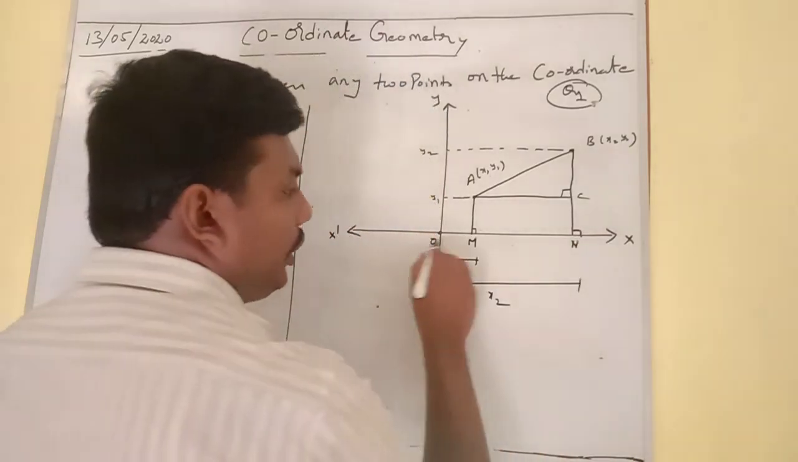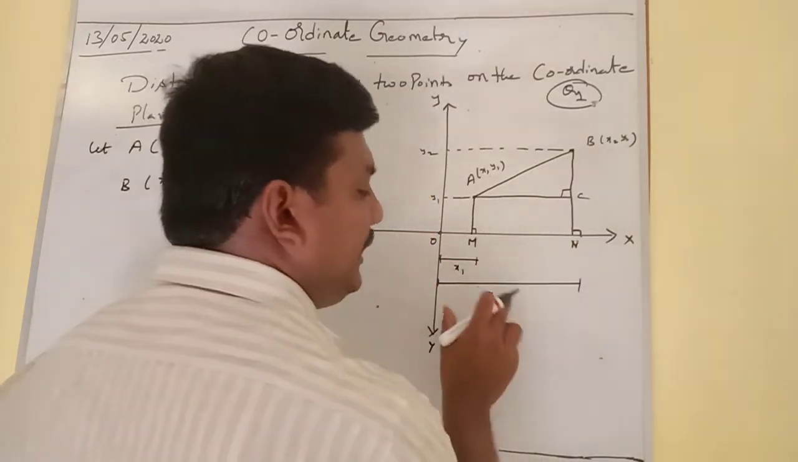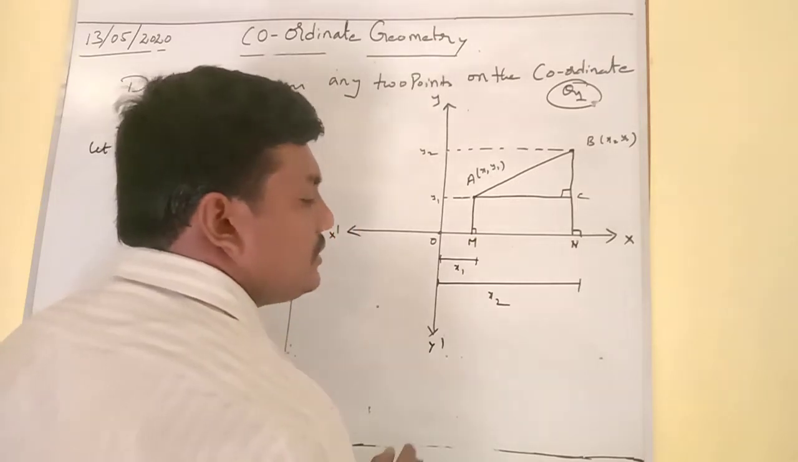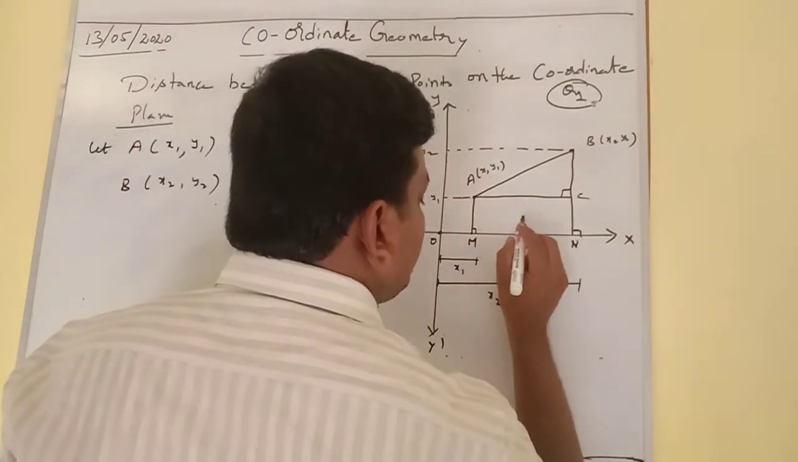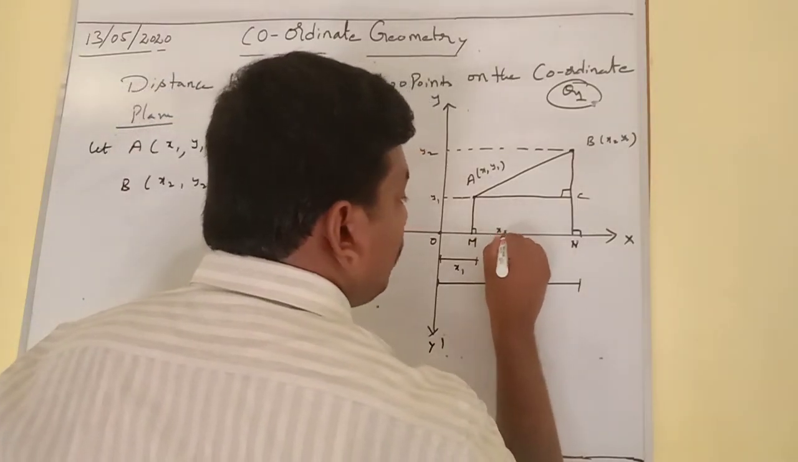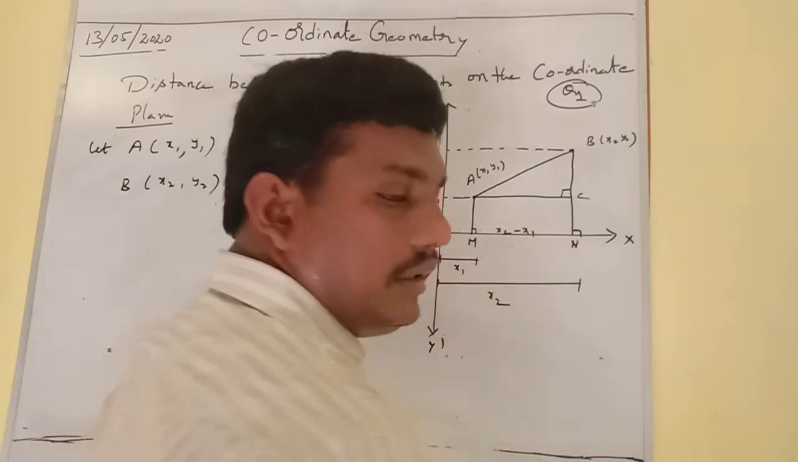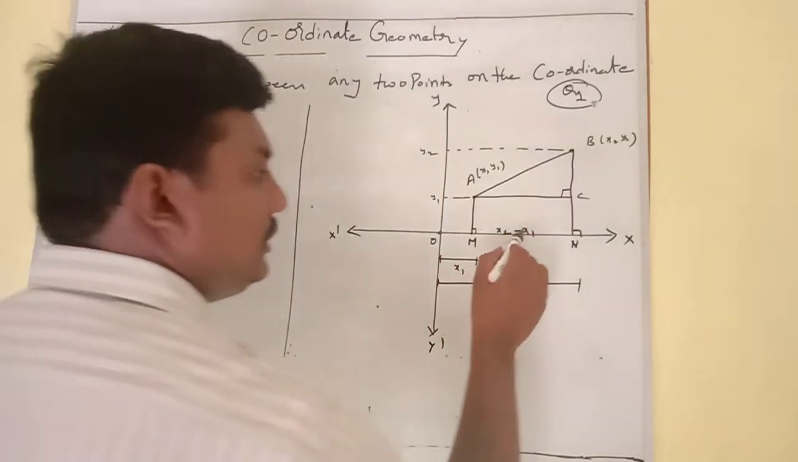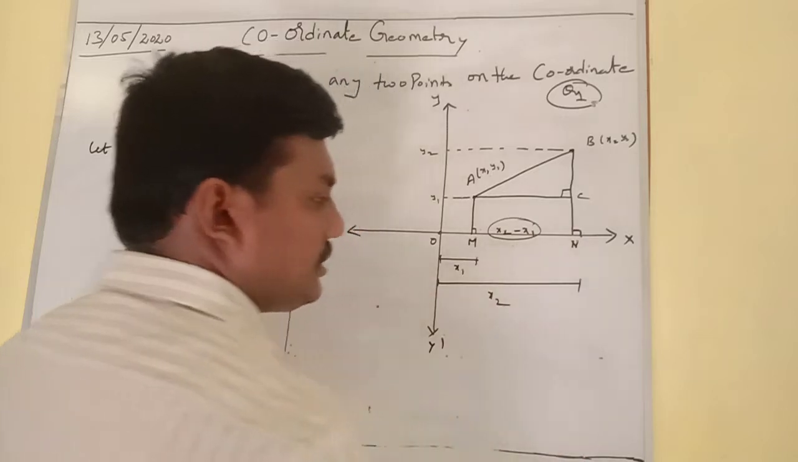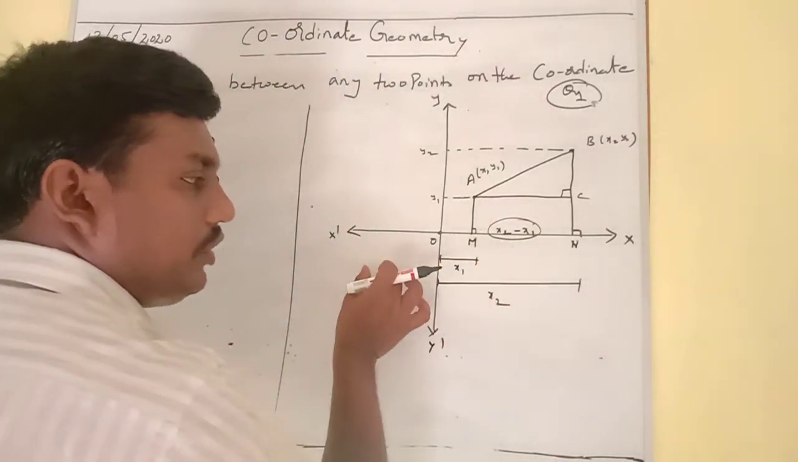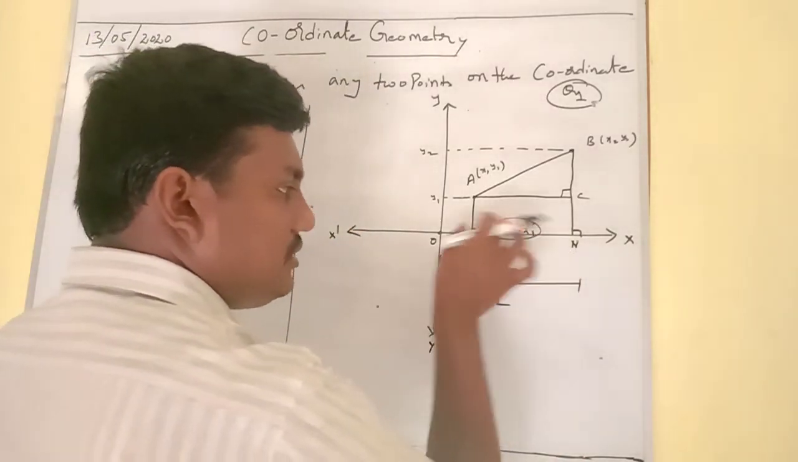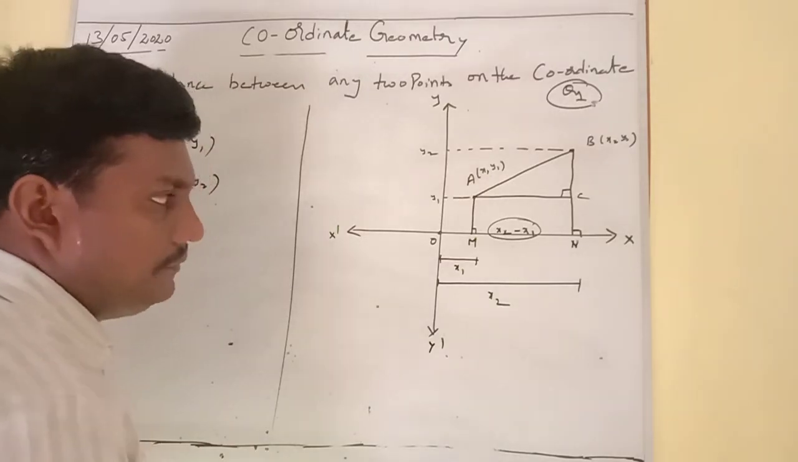Okay, so OM distance is x1 and ON distance is x2. Now, what is the distance between these two? This is called x2 minus x1. From x2 and x1 we are going to subtract. Then what is the MN distance? We can calculate. This is x2 minus x1.